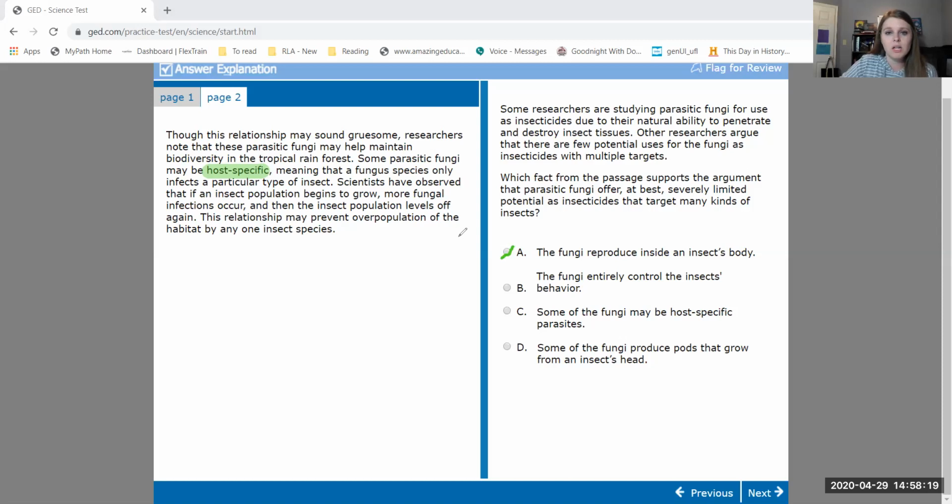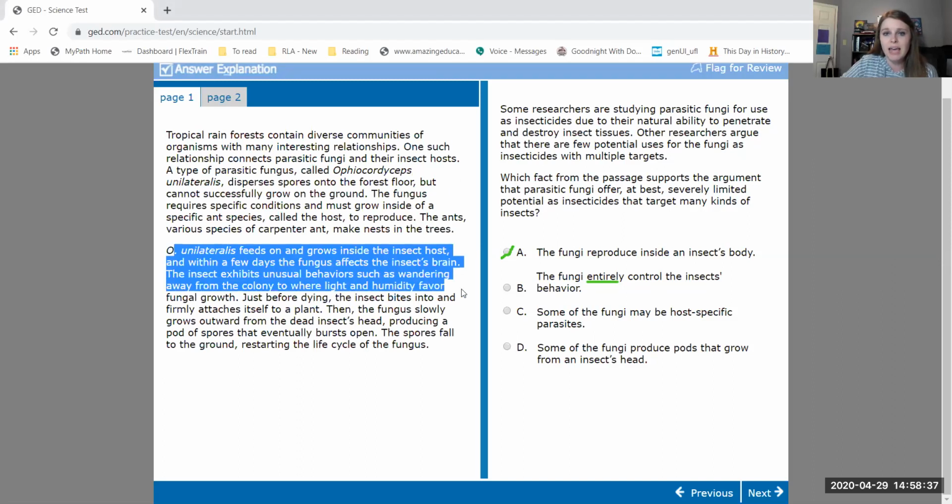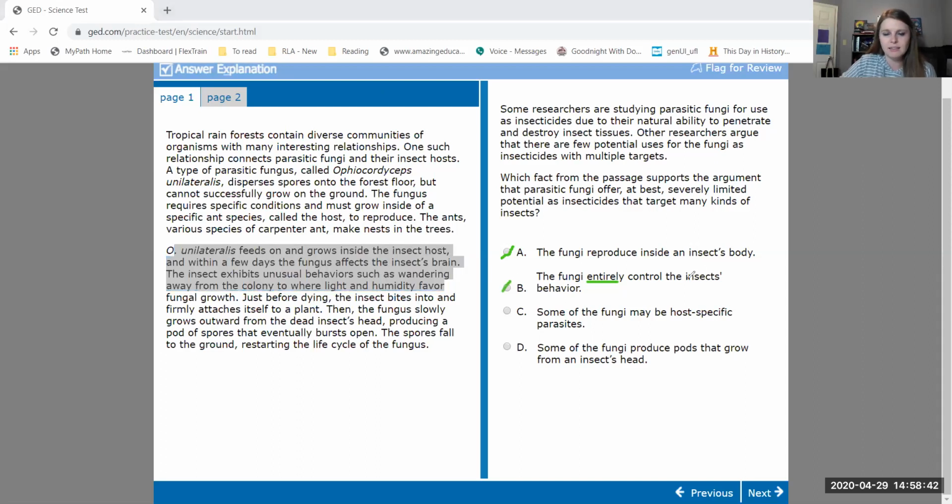I don't think so. Letter B, the fungi entirely controls the insect behavior. Entirely. There's that always 100% word. And if I go back here, I don't really see that being true. It talks about it affecting the behavior, but entirely? 100%? It doesn't say that. All right, letter C, some of the fungi may be host-specific parasites. Well, we definitely saw that. So let's leave that one open. Letter D, some of the fungi produce pods that grow in the insect's head.